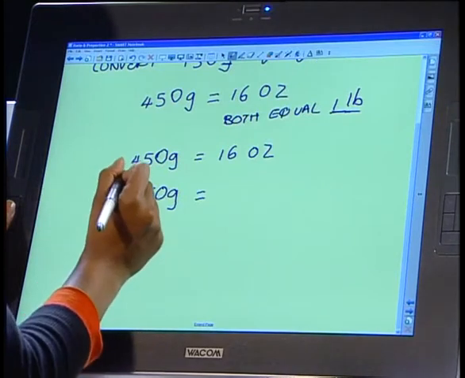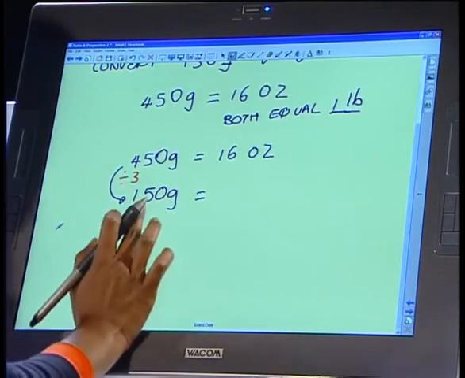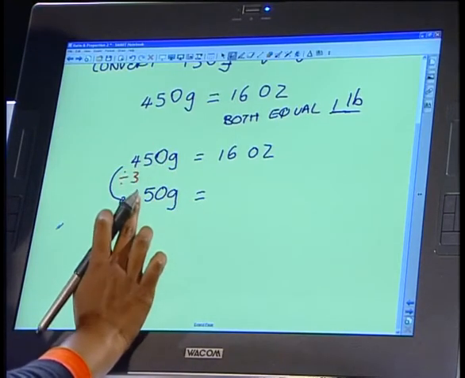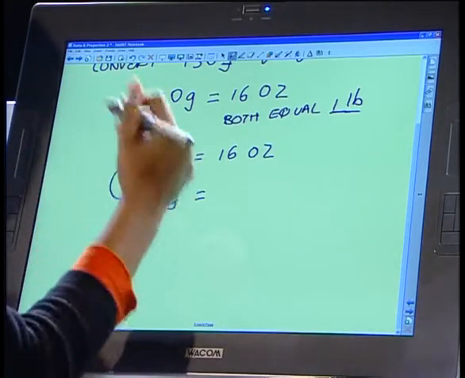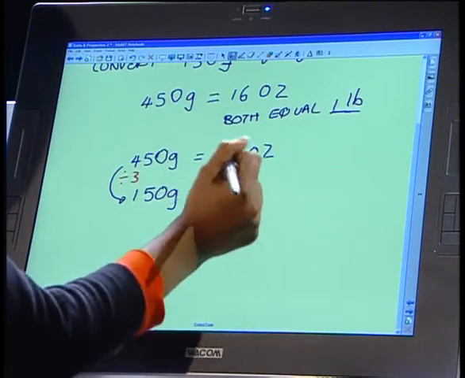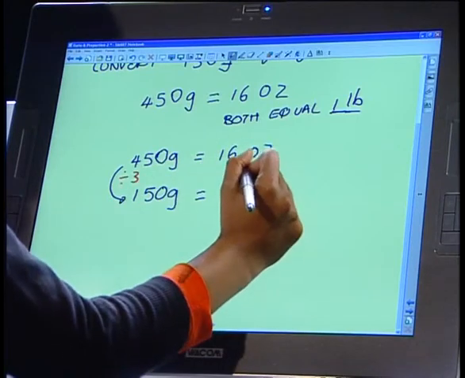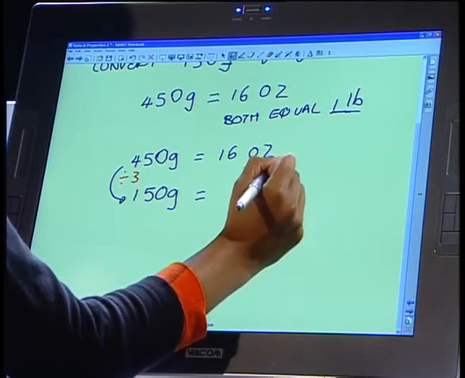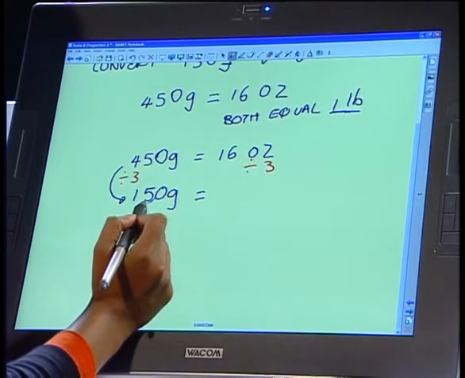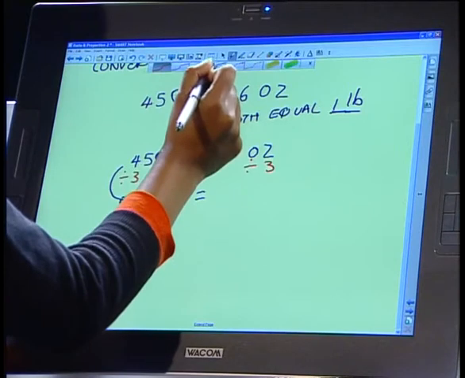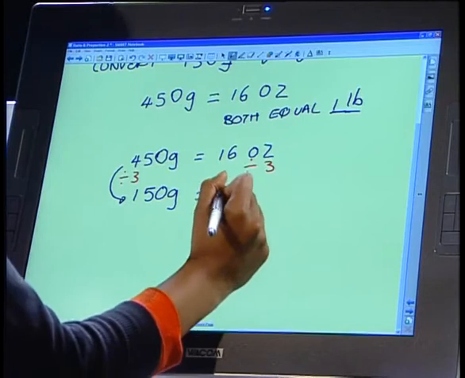You have to, and hopefully you all said it, you have to divide by 3. Because 450 divided by 3 will give you 150. Okay, but because this is an equation, to balance it out, if I'm going to divide the left-hand side by 3, I'm going to have to do exactly the same thing to the right-hand side. So 450 divided by 3 gave me 150. And then if you say 16 divided by 3, what do we get?